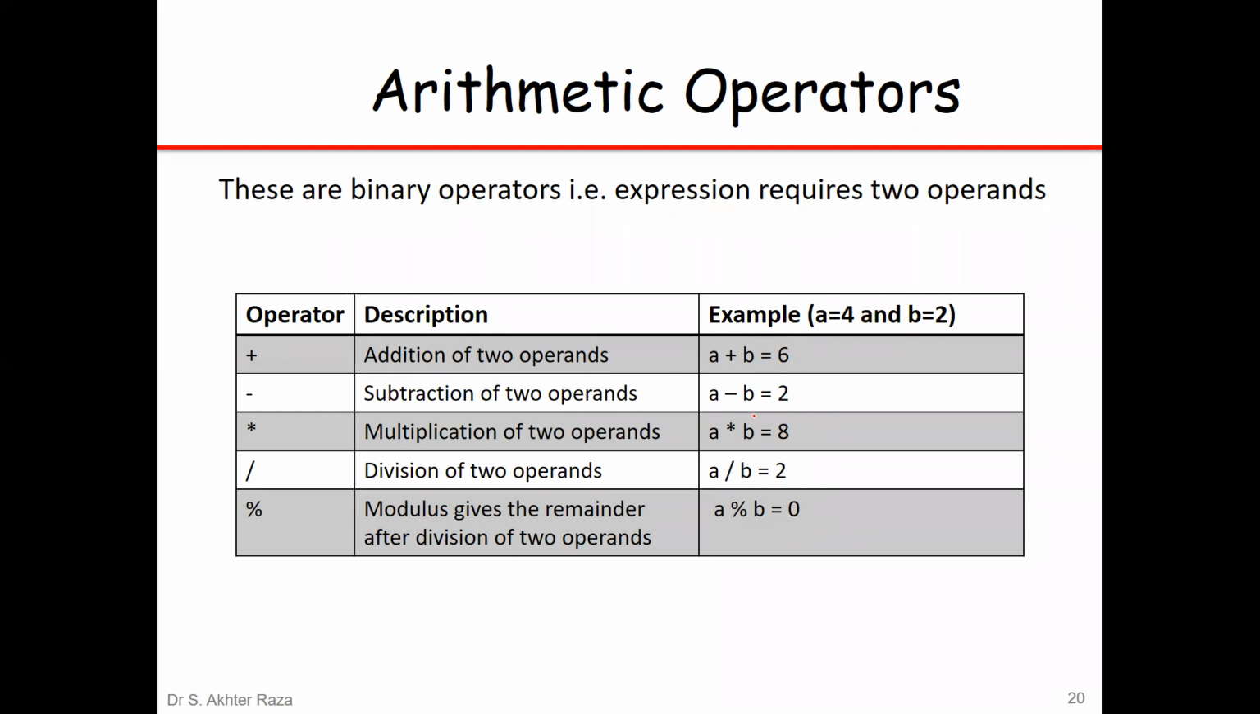Minus: A minus B is 2. Into: A into B is 8. A slash B is 4 divided by 2, which is 2. And what will the modulus operator do? The modulus operator will give you the remainder. I can call it a remainder operator. It will provide us a remainder.